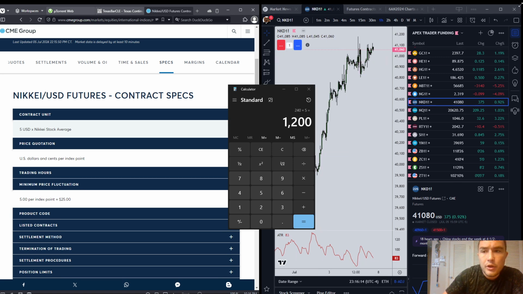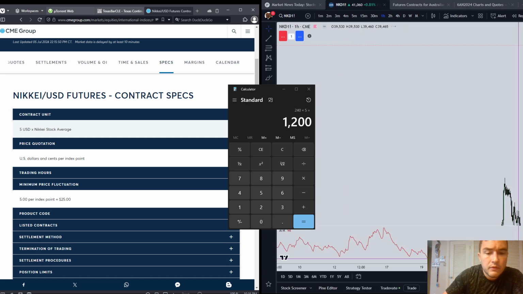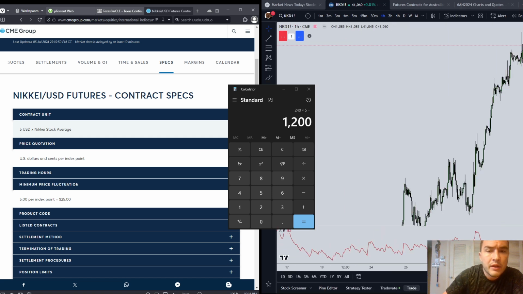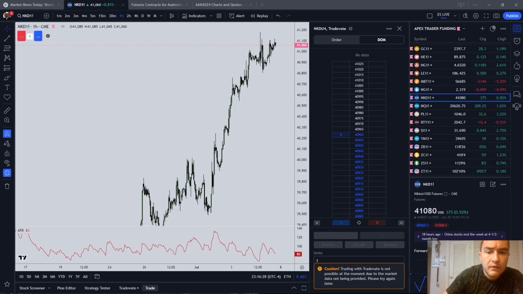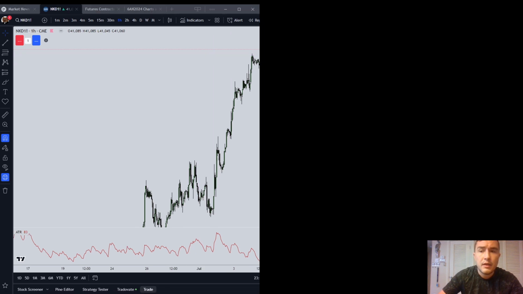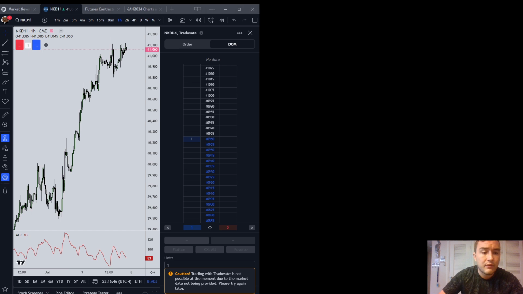So what you need to know here is, if we come over here to the TradingView trade tab and hide this briefly, notice that it's 40,965. It's 5. Every increment is 5. So every tick, it's 5 USD. Every tick is $25. That's what you need to know. Every tick on the Nikkei here is $25 a tick.